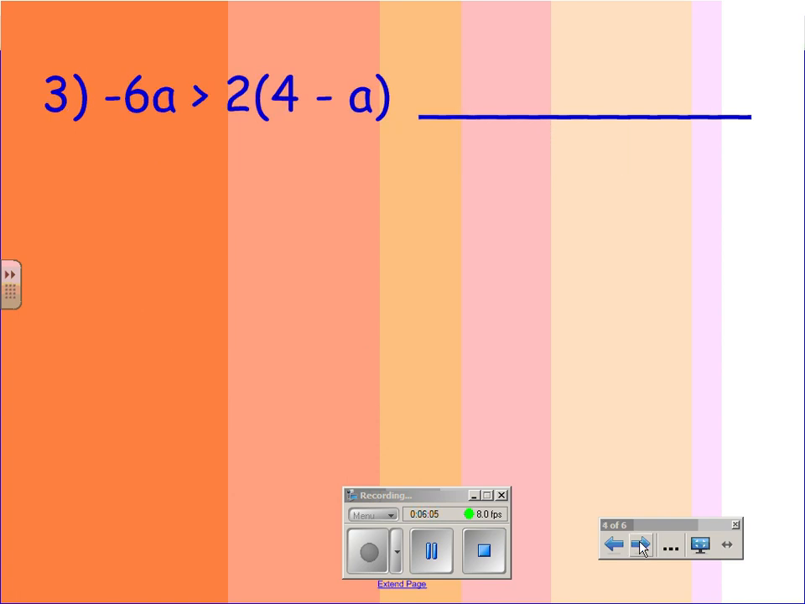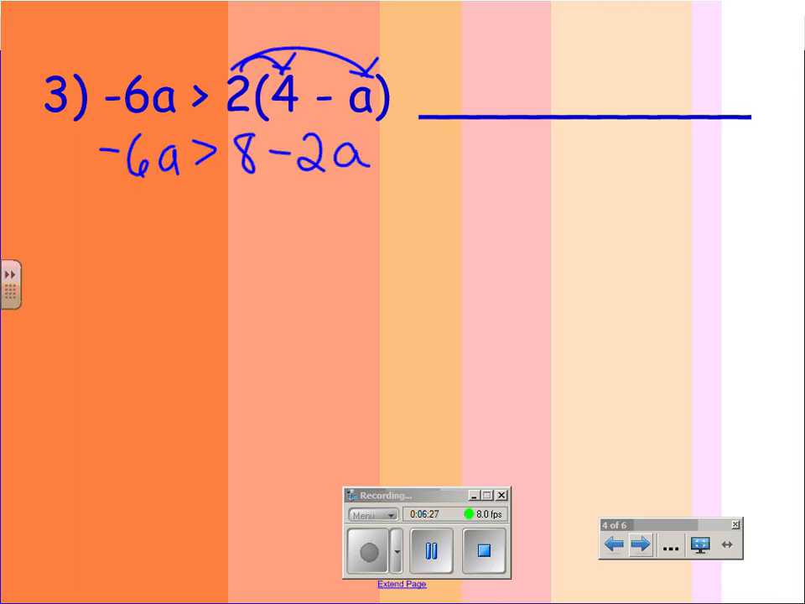All righty, so now we have -6a is greater than 2 times the quantity 4 minus a. So I see parentheses. I know anytime I see parentheses, I'm going to have to get rid of the parentheses. So to do that, we're going to distribute 2 to both terms.